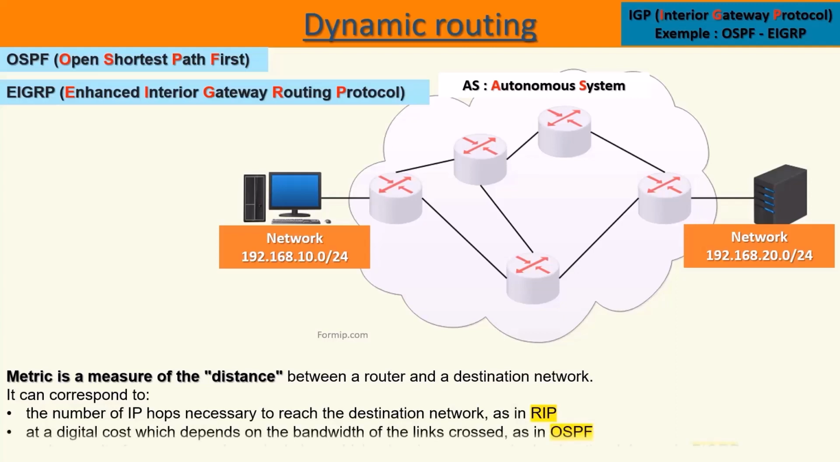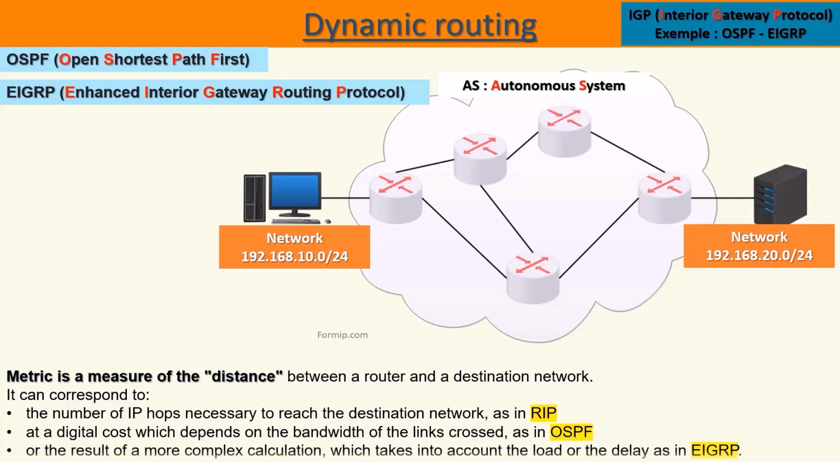And EIGRP, which is owned by Cisco, uses several metrics. It will examine the bandwidth as well as the interface delay. And if you want, you can even add the load and reliability of the interface as metrics. We'll see this in more detail in the courses devoted to OSPF and EIGRP. We just have to keep this in mind: a metric allows the routing protocol to determine the shortest route to the destination. So in your opinion, can we use multiple routing protocols at the same time on a router?